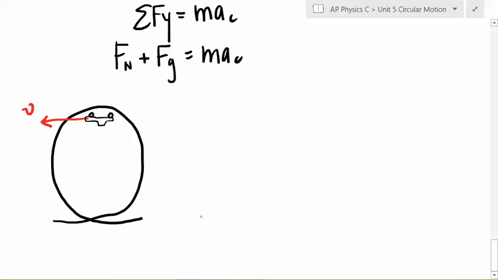Because you're always moving tangent to the curve. Move tangent to the curve here, it pushes you around. Tangent to the curve, it's going to push you around. Tangent to the curve, push you around.